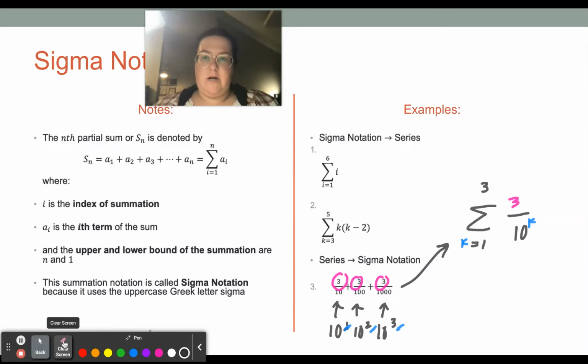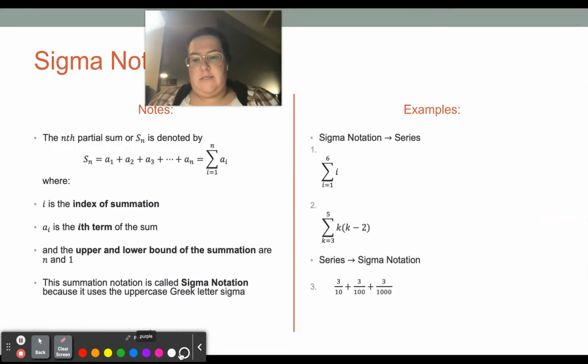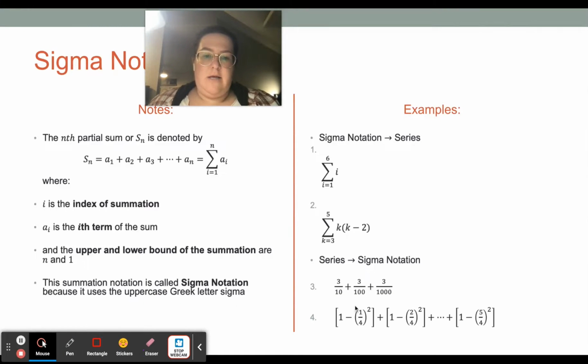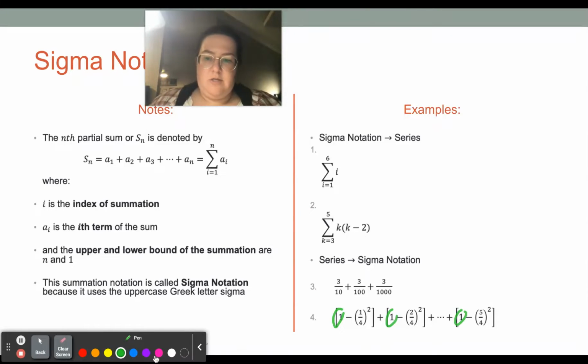Okay, so try the next one on your own, and then when you're ready, press play. Okay, so the next one, you can again look for what's changing, what's not changing. You can see these 1s are not changing, these 4s are not changing, these squareds are not changing. So you can put those all in your sigma.